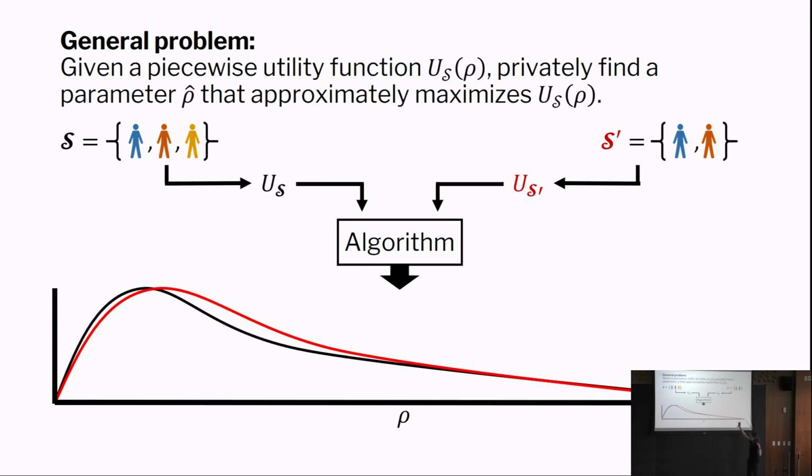The new sample is S prime. I've got this new utility function. I send it to the algorithm as well. These samples are very similar, so the output distribution over parameters should be very similar as well. That's our goal. Any questions?